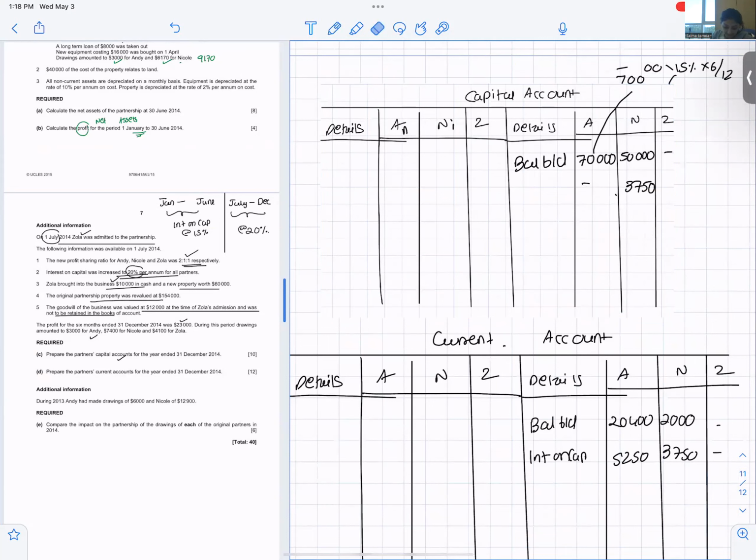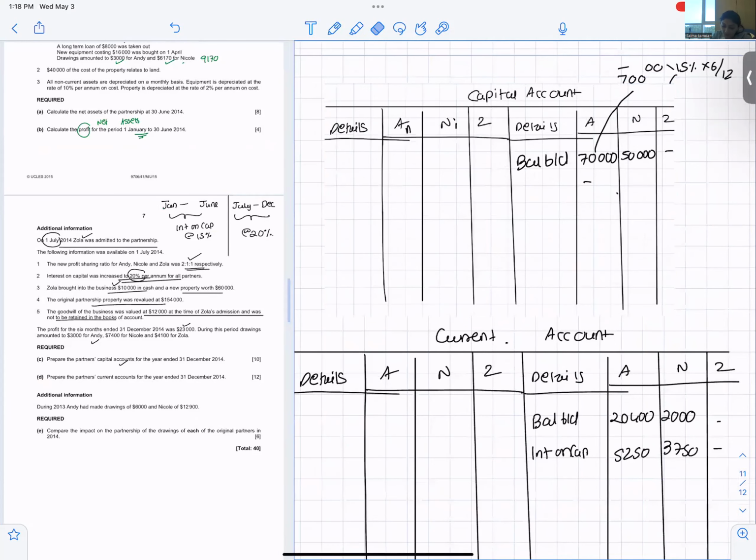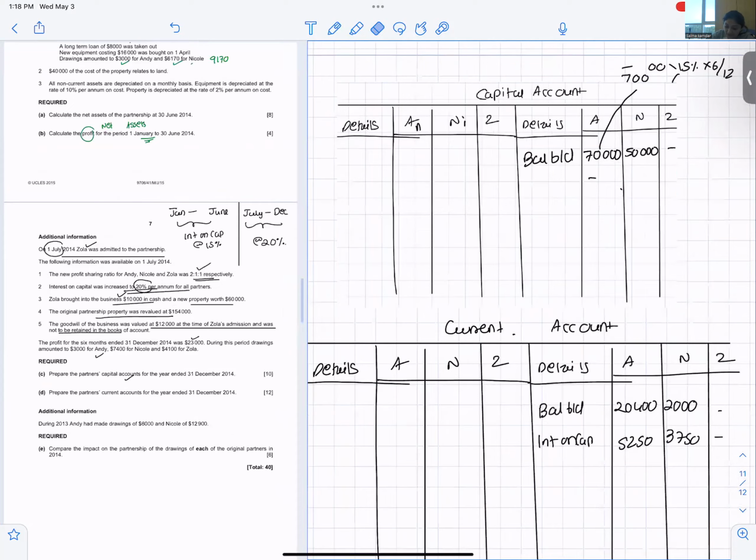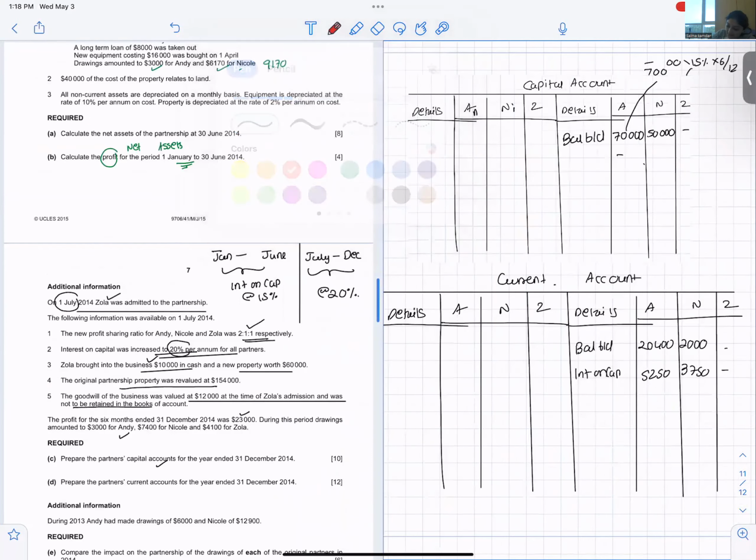After that, Zola has brought in 10,000 in cash and a new property of 60,000. Additional capital. She has brought additional capital in cash and property, 10,000 cash, 60,000 for property.